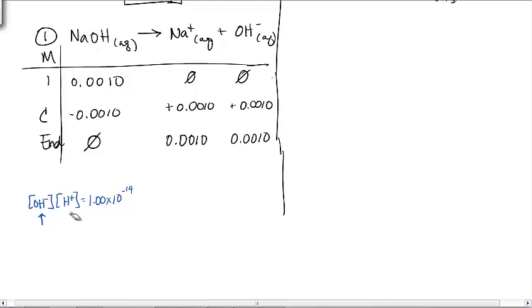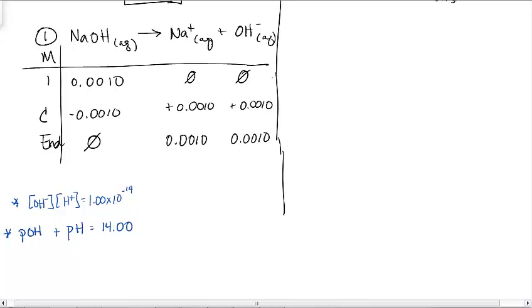Or, if I take the negative log of both sides, what I find is that pOH plus pH is equal to 14. That's another little helpful formula. So here's a helpful formula from last week. Here's a new one. What in the world is pOH?